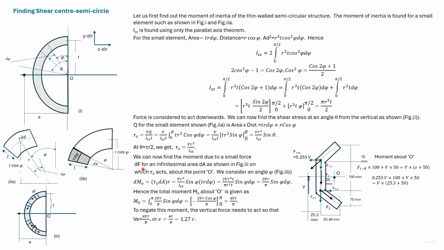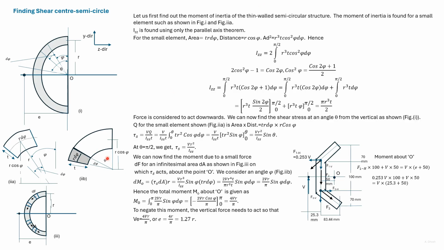Like earlier, we'll find the force acting on an infinitesimal area. After that, we'll find the moment due to that force. So here, if tau s is acting, then we have the force as tau s dA, and if you want the moment, then we have tau s dA into R. So we have found the moment for an infinitesimal force.